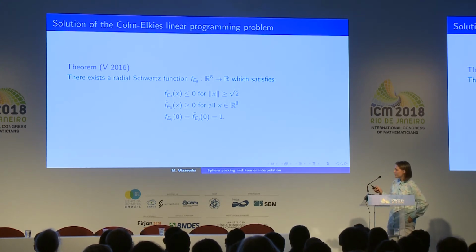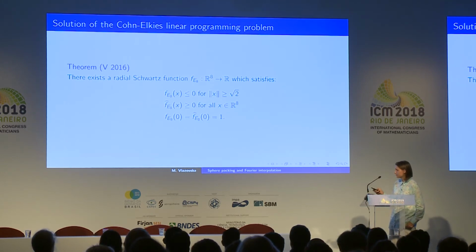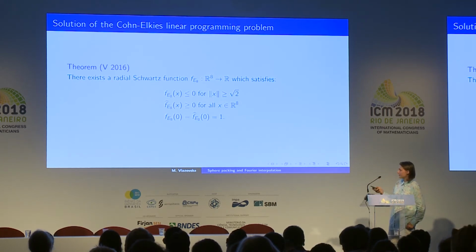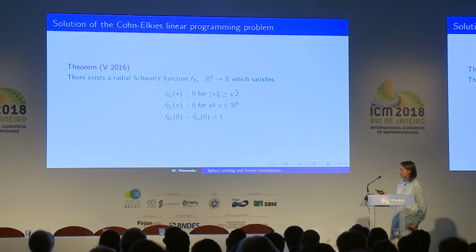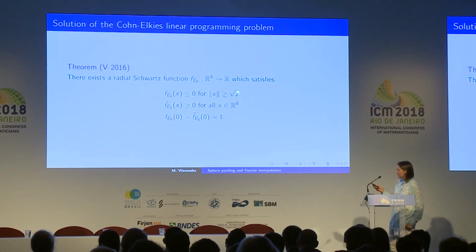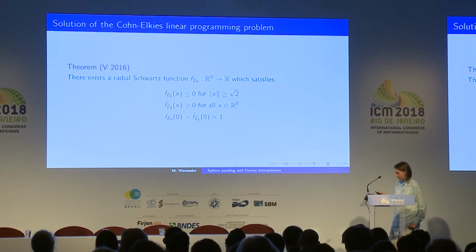So one theorem I would like to present today is that there exists a Schwartz function of 8 variables which satisfies all these 3 conditions, which are the conditions of the Cohn-Elkies theorem, and here the value of R0 is square root of 2, which is the optimal choice in dimension 8.